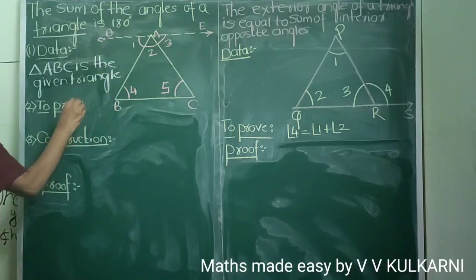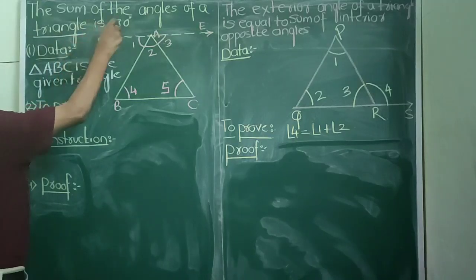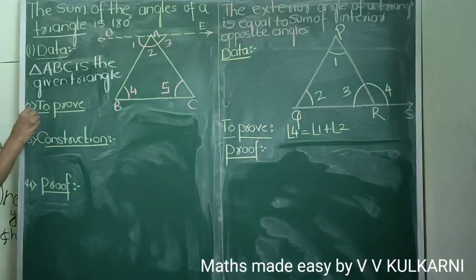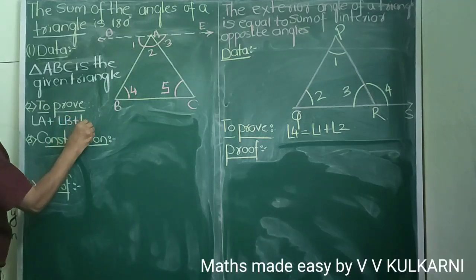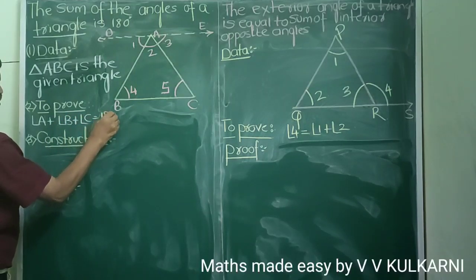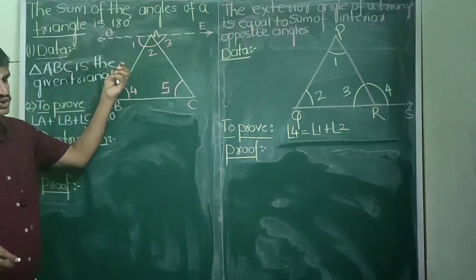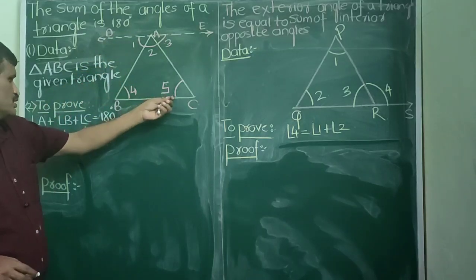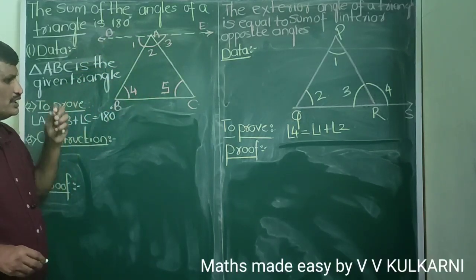Now see what I have to prove. The sum of angles of a triangle is 180 degrees. That means angle A plus angle B plus angle C is 180 degrees. So this is what I should prove: angle A plus angle B plus angle C is equal to 180 degrees. This is a systematic way to prove any theorem. So ABC is the given triangle, and angle A plus angle B plus angle C should be equal to 180 degrees. This is what is to be done.